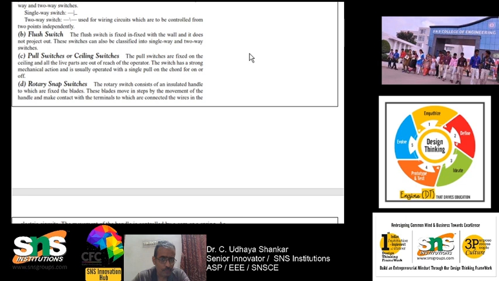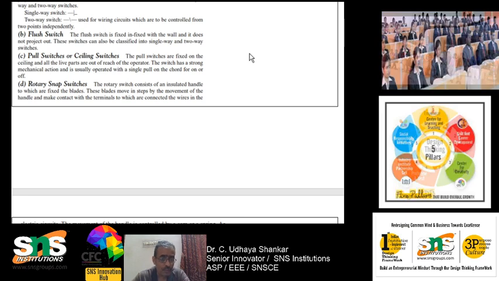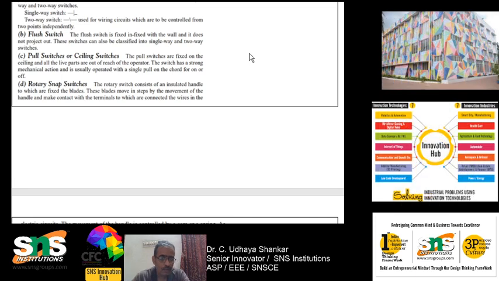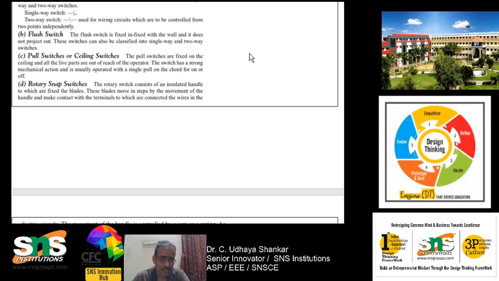The pull switches are fixed on the ceiling, and the switch has a strong mechanical action, and it is usually operated with a single pull on a cord for on and off. So we will be using a cord to switch on and off the pull switches or ceiling switches. Then we have the fourth type, called rotary snap switches.